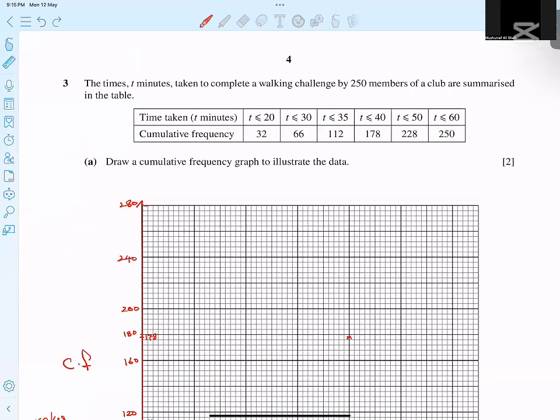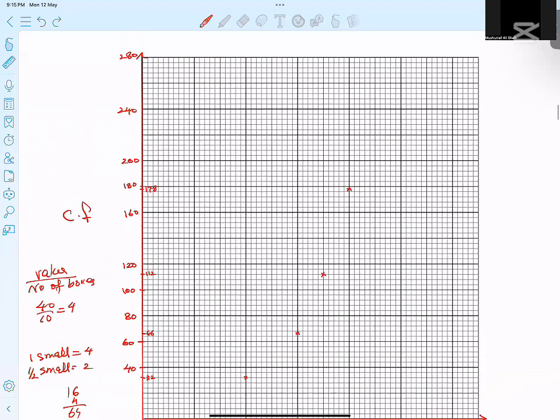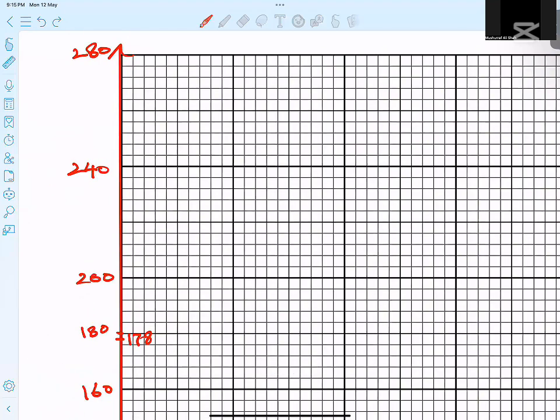50 and 2 to 8. 50 is here and 2 to 8. 2 to 8 is where? This is a 220 and one box up, 24 and 28. So it means this is 2 to 8. So I think you're understanding.